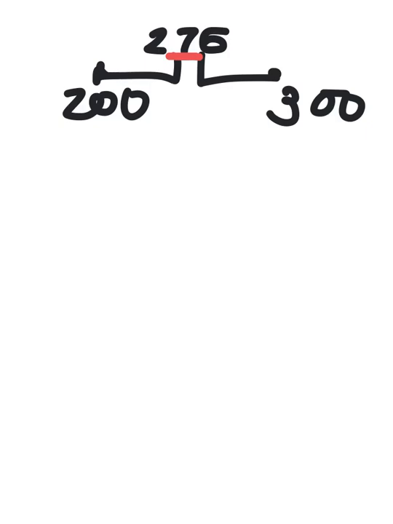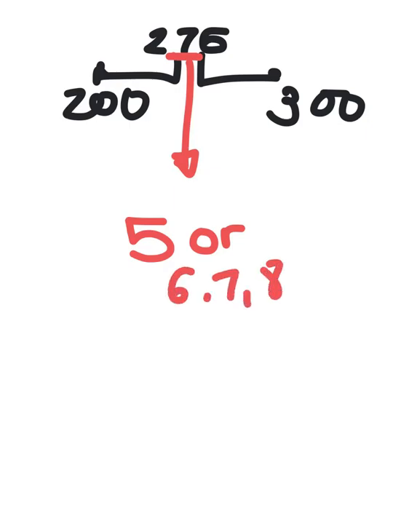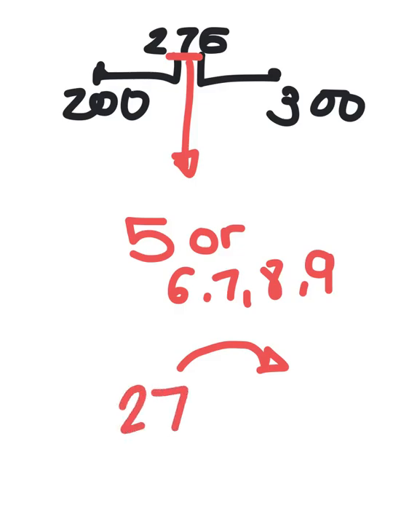So every single time that the tens are equal to 5 or bigger than 5, which is 6, 7, 8, 9, we round the number to the higher 100. So for 276, the number 7 is bigger than 5. That means that we round the number to the higher 100, which is 300.